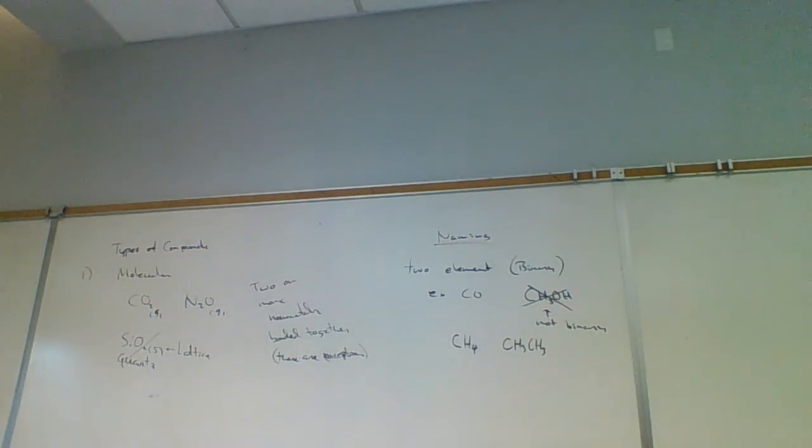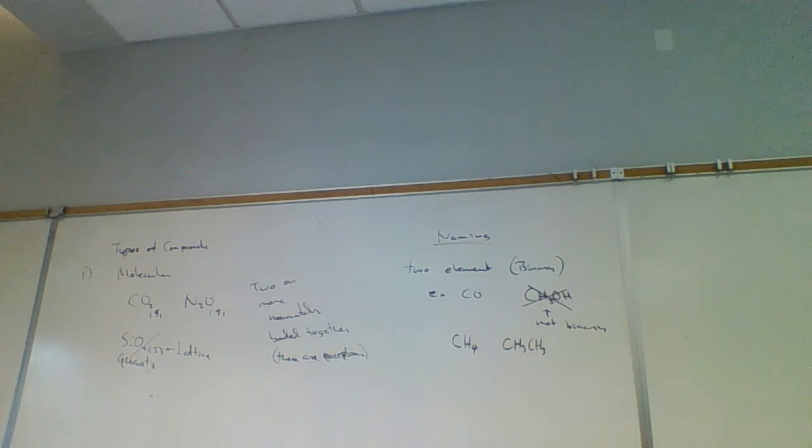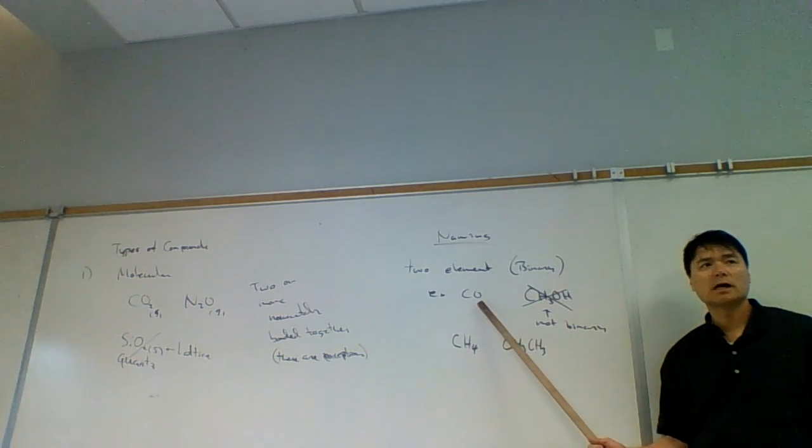The name of a binary molecular compound is two words. The first word is the element that appears first in the chemical formula. So, carbon. The prefix indicates the number of atoms. And so what we'll do is put a prefix in front of the name. So we should call this monocarbon monoxide, but mono is often not used on the first element. We'll just call it carbon monoxide.